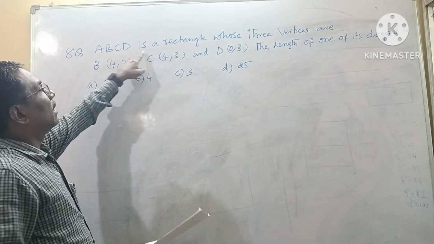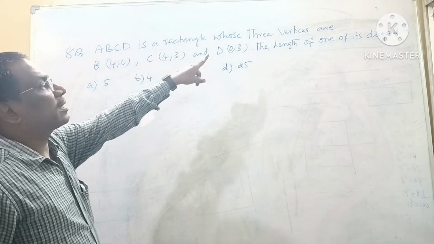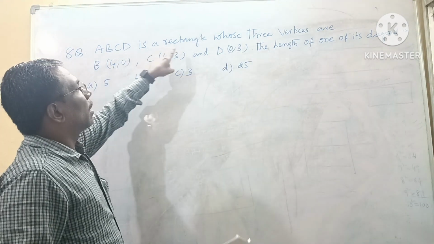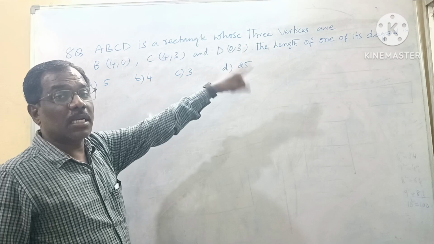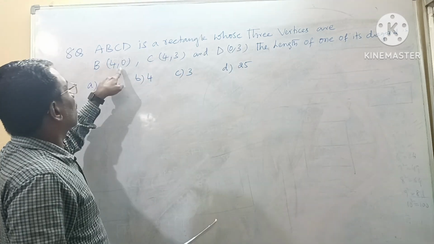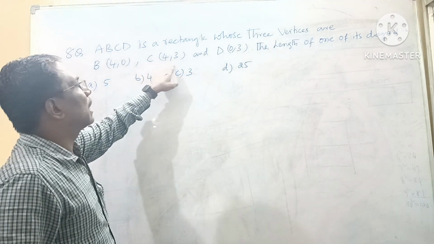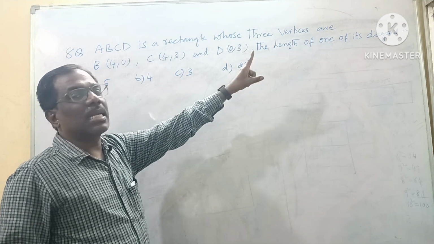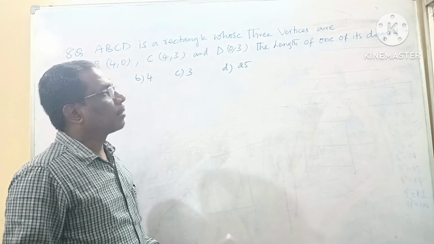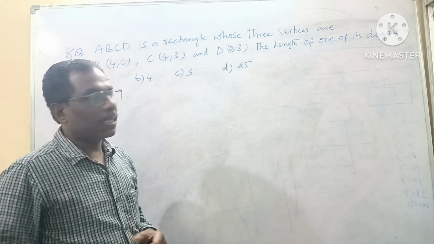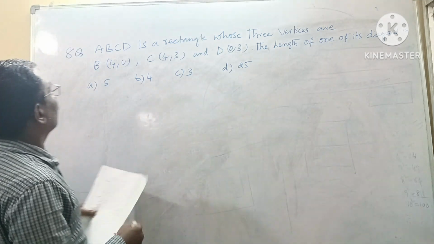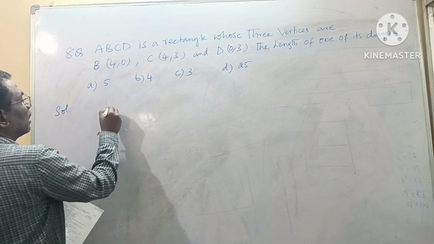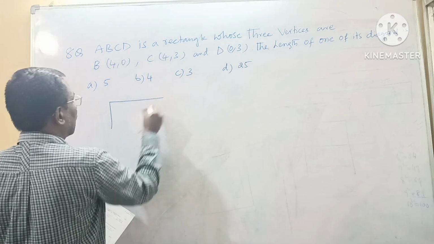ABCD is a rectangle whose three vertices are B (4, 0), C (4, 3) and D (0, 3). The length of one of its diagonals is what we have to find out. So, solution. What is given? They gave a rectangle's vertices.